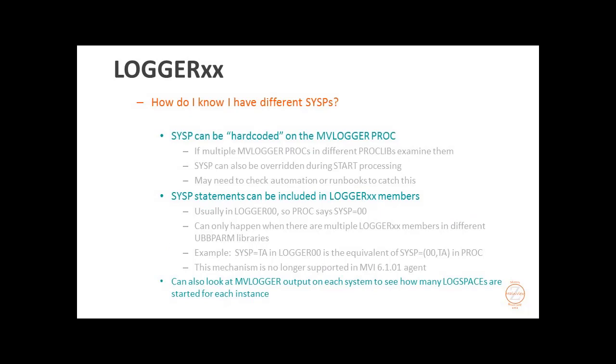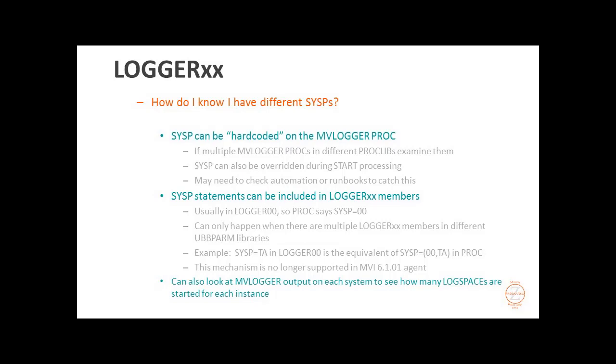The equivalent of the SYSP parameter can be found in the MV logger proc on each system. However, just because the MV logger proc says SYSP equals 00, this does not mean all instances of MV logger use only SYSP equals 00. This is because within the logger 00 member, there can be additional logger XX instances specified via the SYSP equals parameter.